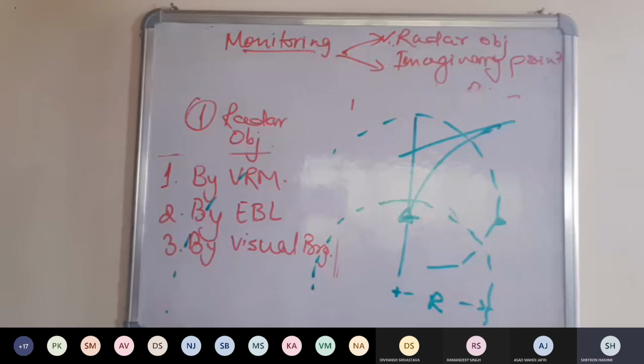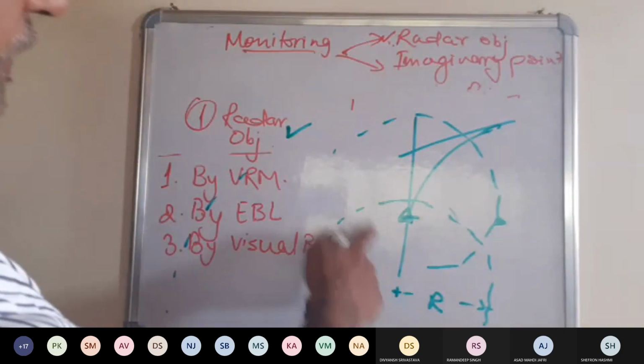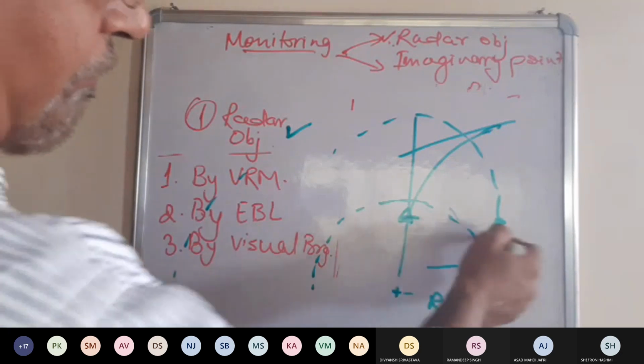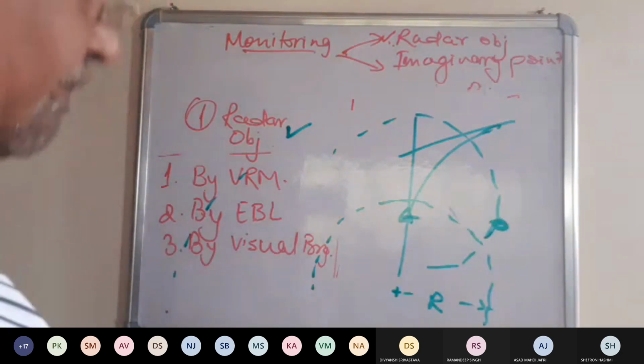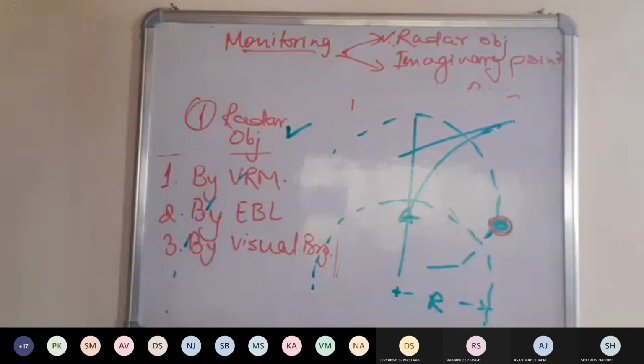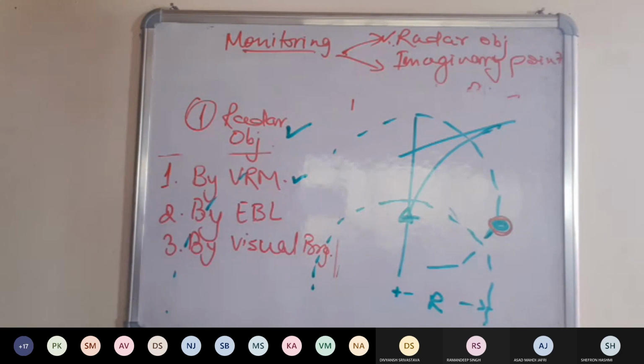Yes, फिर से sir, थोड़ा नेटवर्क प्रॉब्लम हो गया था. ओके, तो हम लोग प्लान कर रहे हैं रडार ऑब्जेक्ट में. प्लान तो हो चुका, मॉनिटर कर रहे हैं. Monitoring the turn when there is a radar object there. So the methods that we can use is by VRM we can monitor the turn, with EBL we can monitor the turn, or by visual bearing we can monitor the turn.